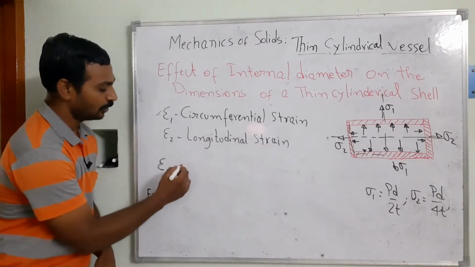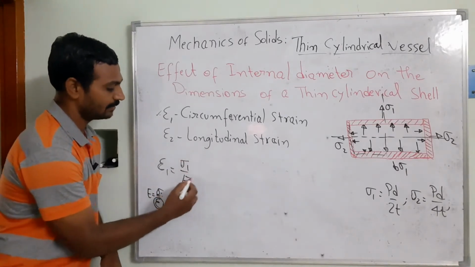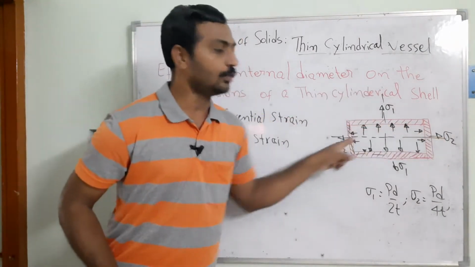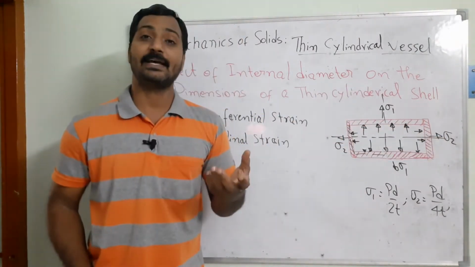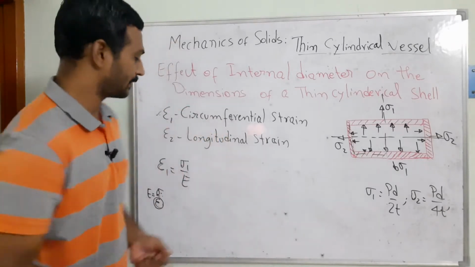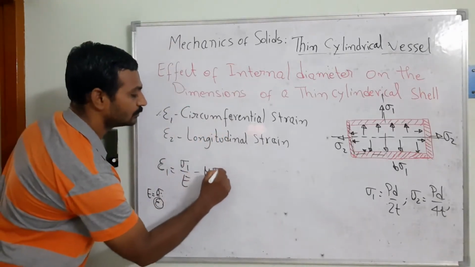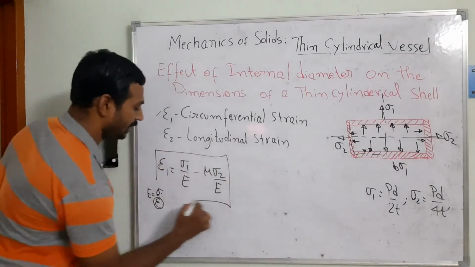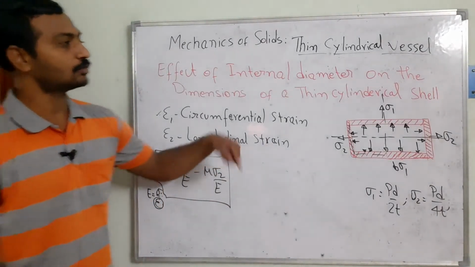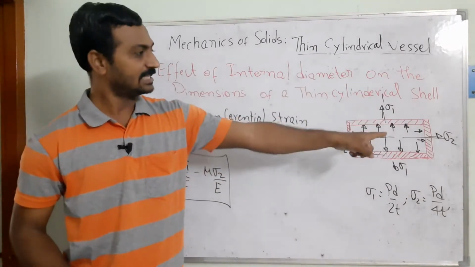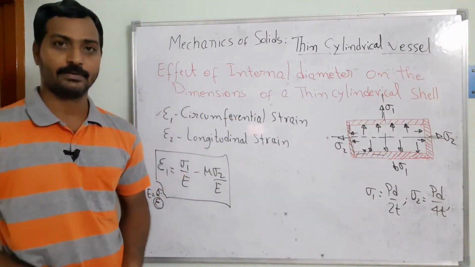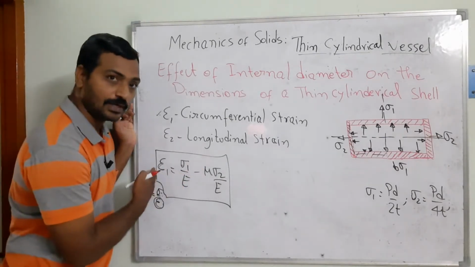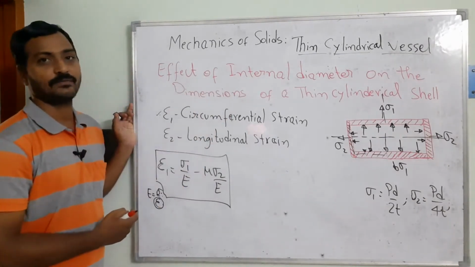So here I am going to write sigma 1 by E, because we are taking the transverse direction. At the same time, the load is also acting in the longitudinal direction. It means that we need to take the Poisson's ratio, which I write as mu into sigma 2 by E. So can you see here, the strain is developing not only because of sigma 1, at the same time sigma 2 is also acting. That's why we get the final strain in the circumferential direction.